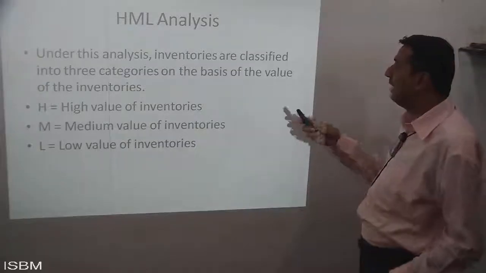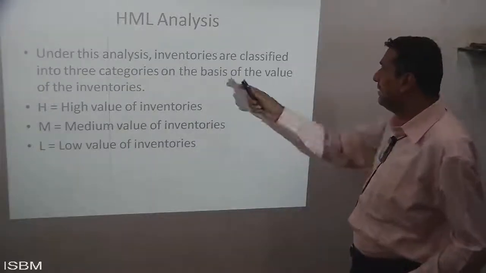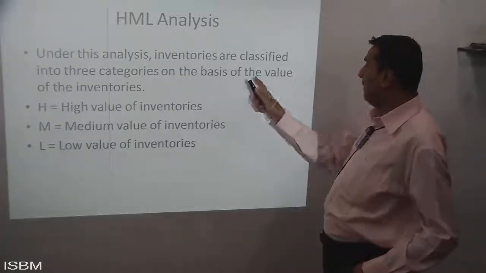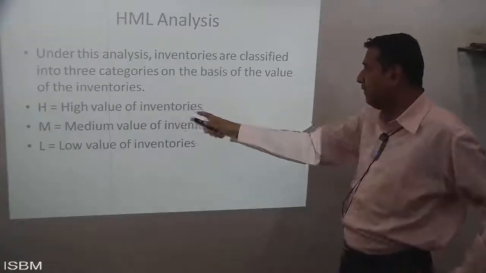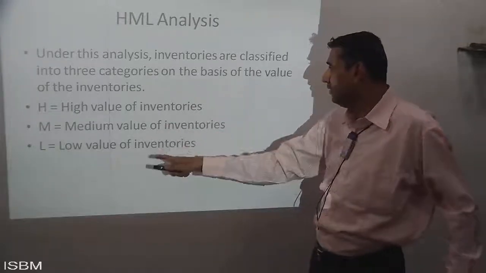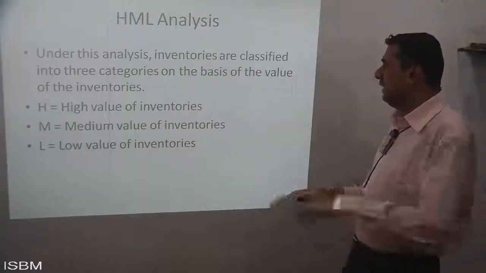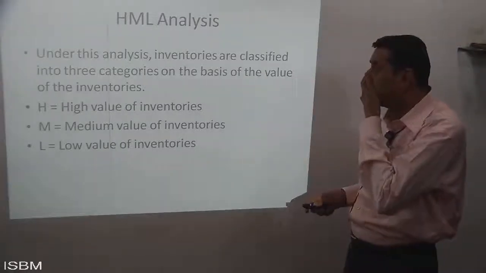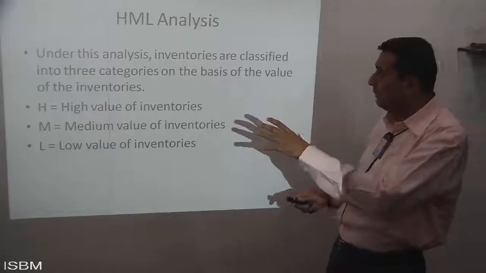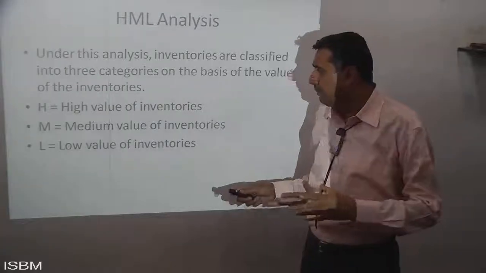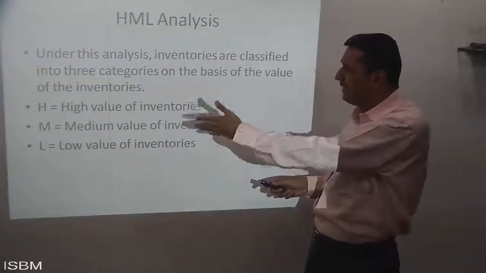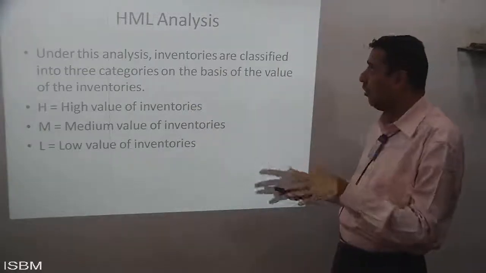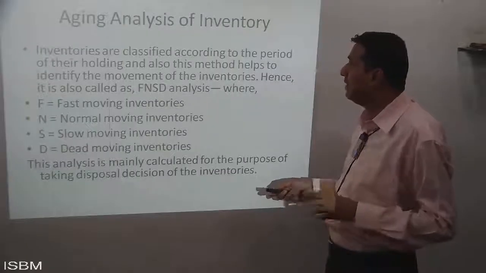Then there is another, the HML analysis. Under this analysis, inventories are classified into 3 categories mainly based on value: high value, medium value and low value inventory. So this is another type of inventory analysis which the company keeps in mind while managing inventory. Similar to VED analysis, this HML analysis also has the same definition. There is no major difference between these 2 analyses.